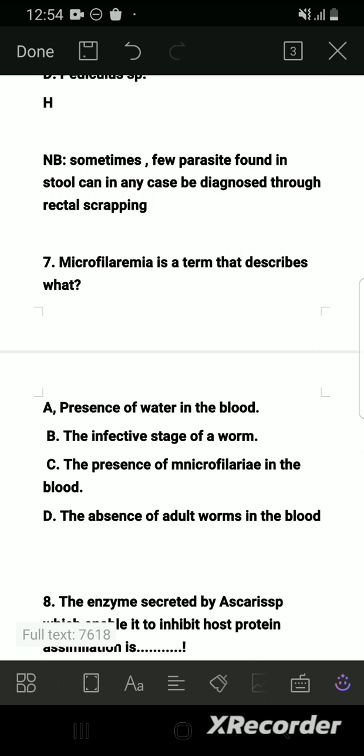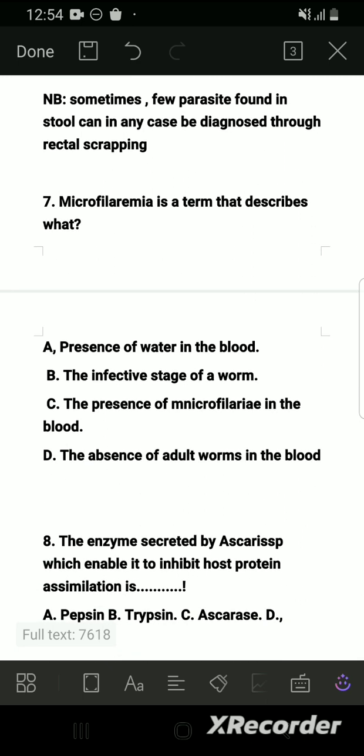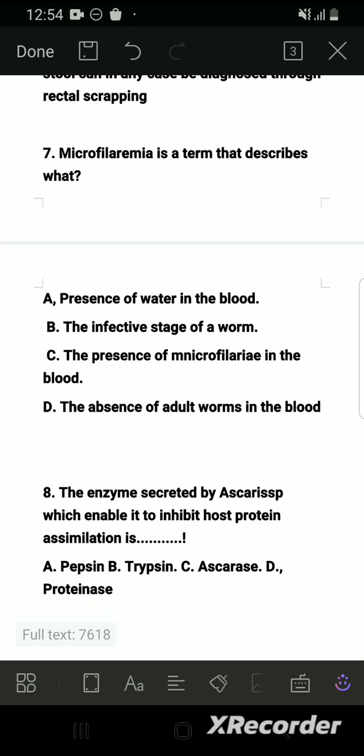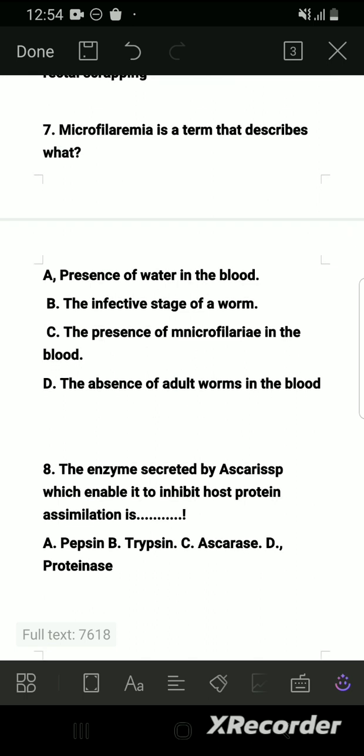Then for the seventh question, we are treating microfilaremia. Microfilaremia is a term that describes what? Whenever you hear of microfilaremia, what comes to your mind? Microfilaria is a word on its own, and emia is a word on its own. Hem means blood, as you all know, and microfilaria is a parasite. So what does it mean? It means the presence of water in blood.